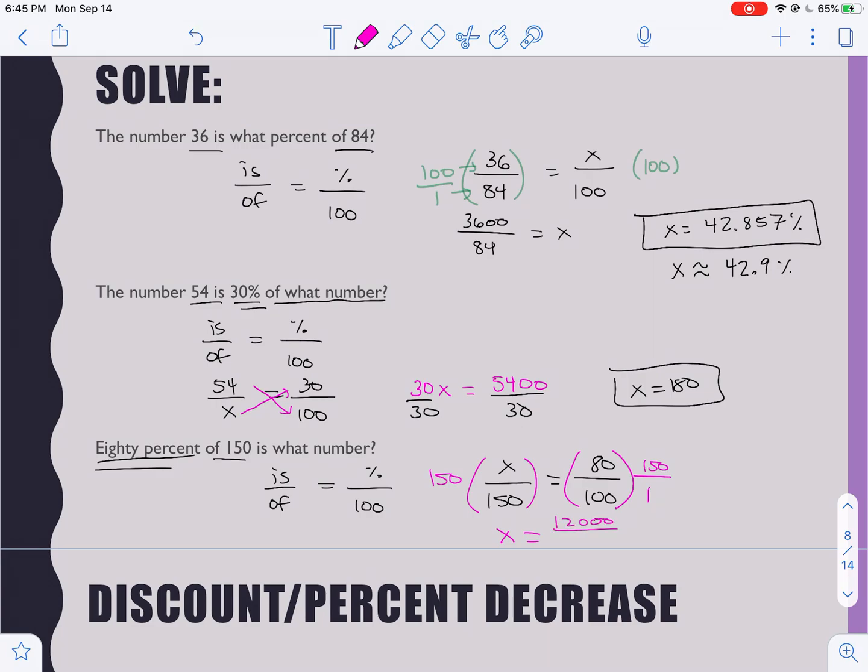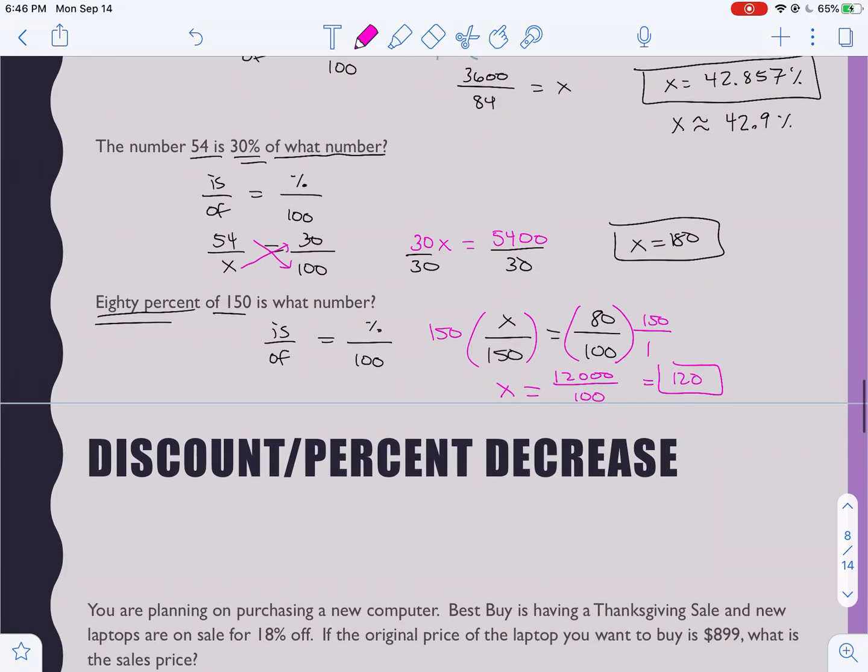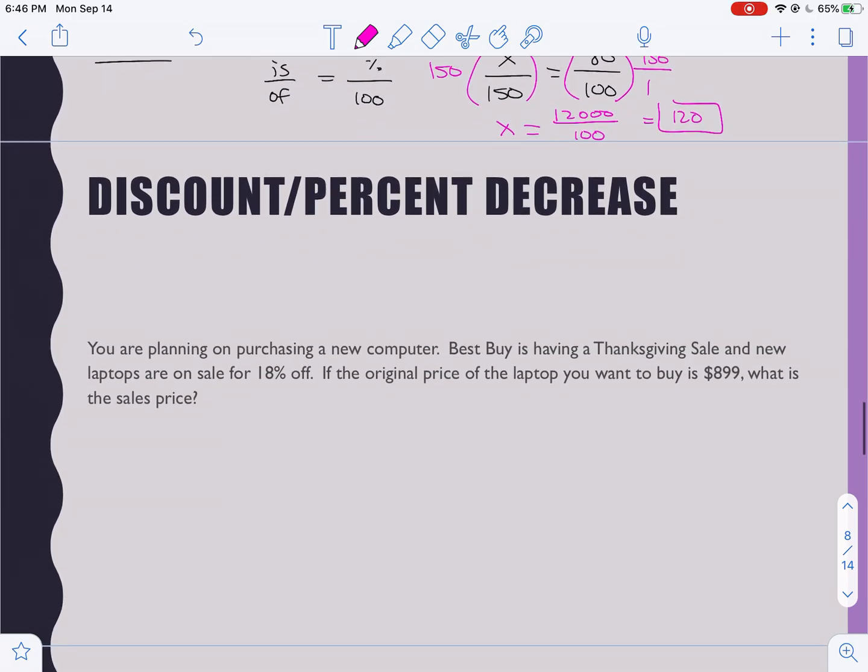which would give us 12,000. And then we're going to divide by 100, and that's going to give us 120. So x would equal 120. So 80% of 150 is 120. So those are your basic is over of problems where you're just trying to solve for a number that's not really related to anything in the real world. So let's look at these in terms of the real world.